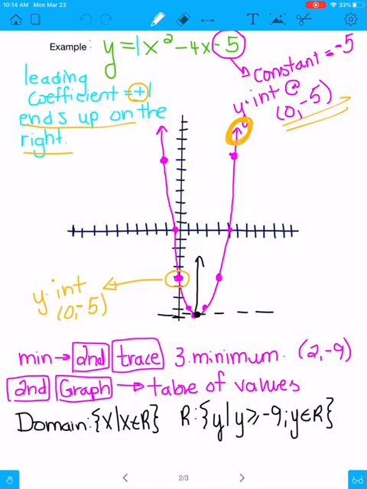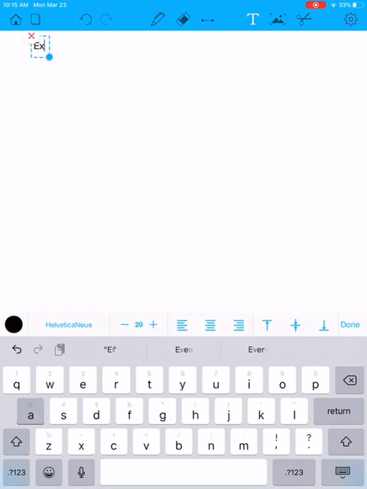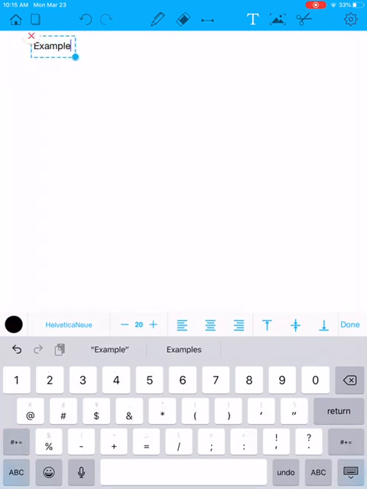Now the end behavior, if I went to describe the end behavior of this one, I would say up on left, up on right. That would be how I would describe the end behavior. And a couple of examples. So same thing as before. We're going to follow the same pattern for all three of these types of graphs. So example.